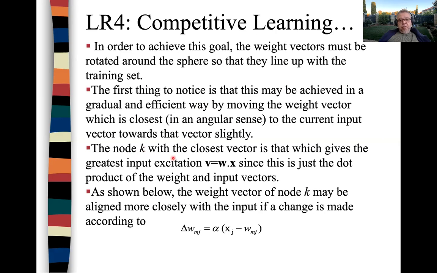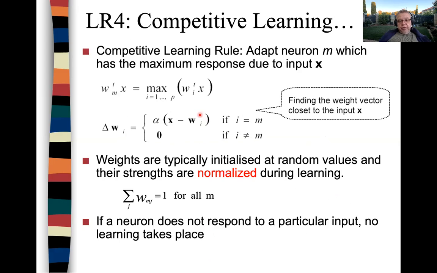And the node K with the closest vector is that which gives the greatest input excitation. So the one that responds maximally. And as shown below with this equation, the weight vector of node K may be aligned more closely with the input if the change is made according to this formula. As we've seen here, this is the learning rule for the winner takes all.